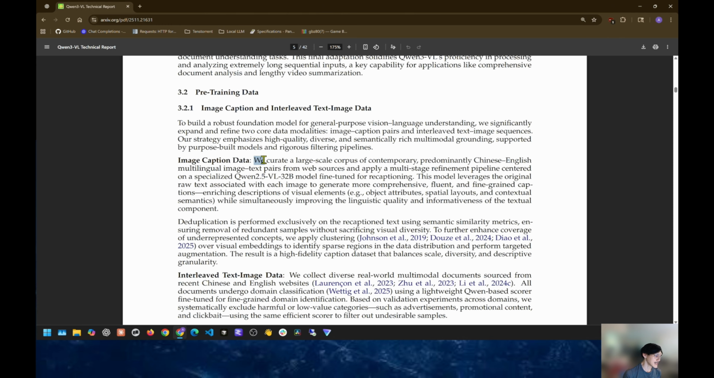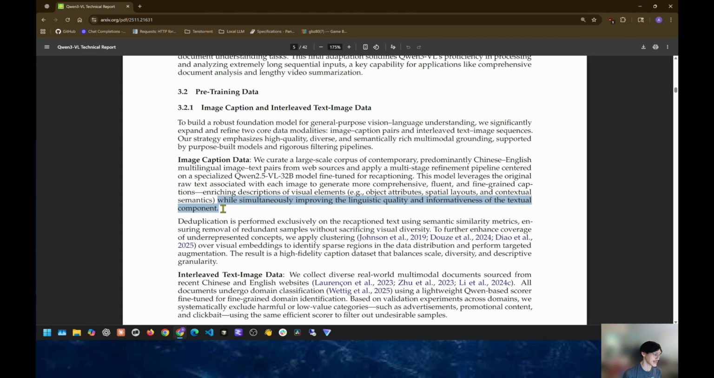Image caption data. We curate a large-scale corpus of contemporary, predominantly Chinese and English multilingual image-text pairs from web sources, and apply a multi-stage refinement pipeline centered on a specialized Qwen 2.5 VL 32B model, fine-tuned for recaptioning. This model leverages the original raw text associated with each image to generate more comprehensive, fluent, and fine-grained captions, enriching descriptions of visual elements, for example, object attributes, spatial layouts, and contextual semantics, while simultaneously improving the linguistic quality and informativeness of the textual component.